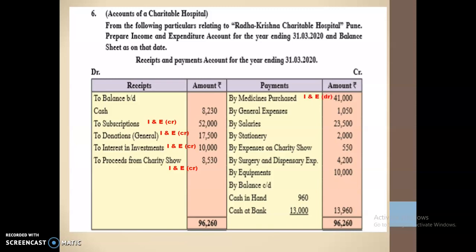Medicines purchased, there are adjustments on this which we'll be discussing. It will come on the debit side of income and expenditure account. General expenses, debit side of income and expenditure account. Salaries, stationery, charity show, surgery and dispensary expenses, all this will be shown on the expenditure side of income and expenditure account. Equipment, these are the equipment purchased which will be shown on the asset side of balance sheet. Then your closing cash balance and bank balance will be shown on the asset side of balance sheet.